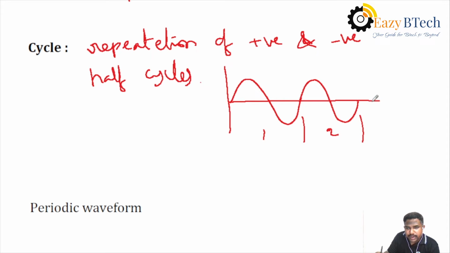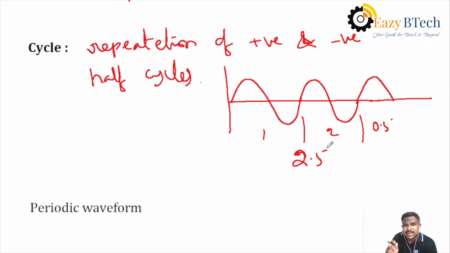Suppose we draw an extra cycle also, having only the positive part. Then only half of the waveform will be obtained. Then the total number of cycles is 2.5. That is the first cycle, the second cycle, and the third cycle will be only 0.5. Half of the cycle will be obtained. Then by combining, the number of cycles is equal to 2.5. Like that, we calculate the number of cycles in the given waveform.